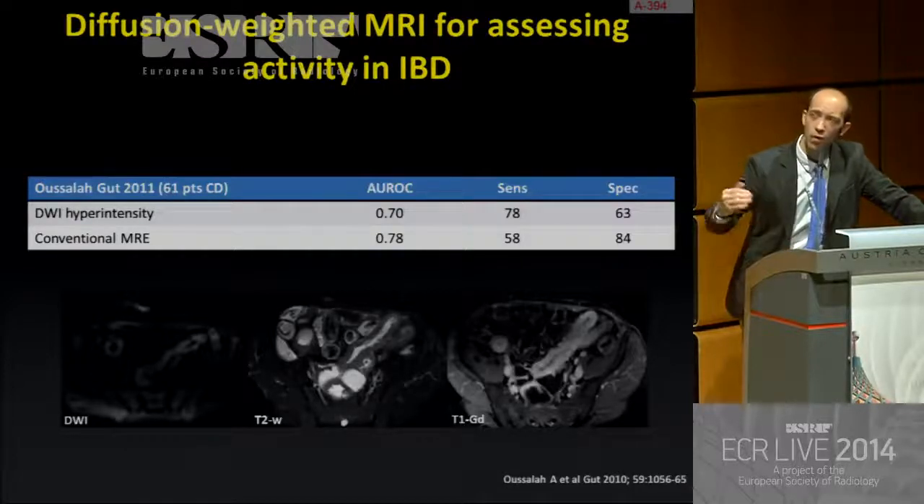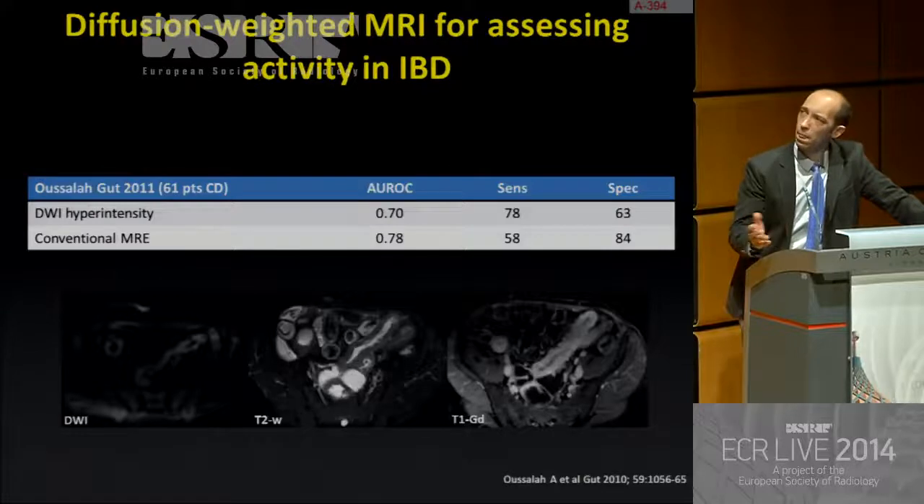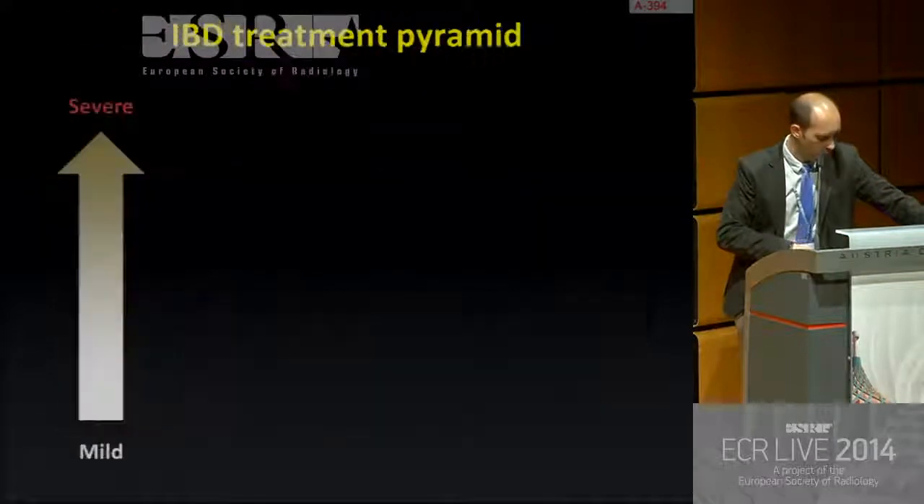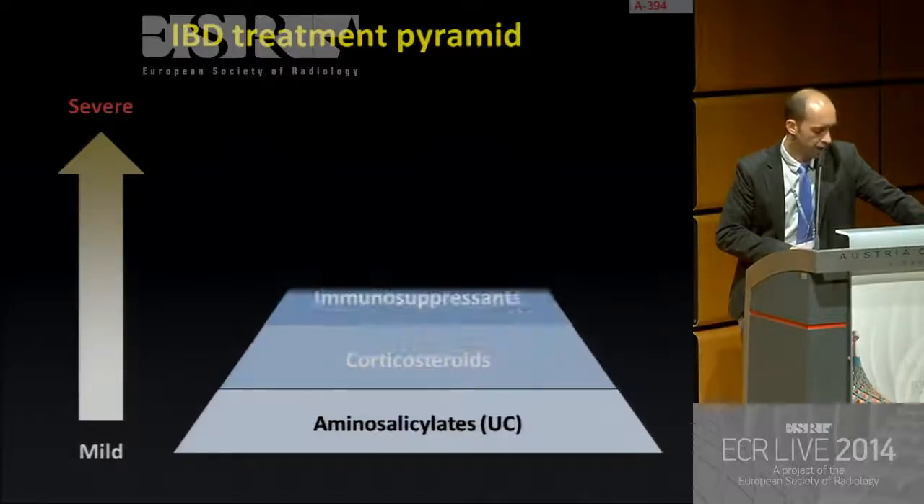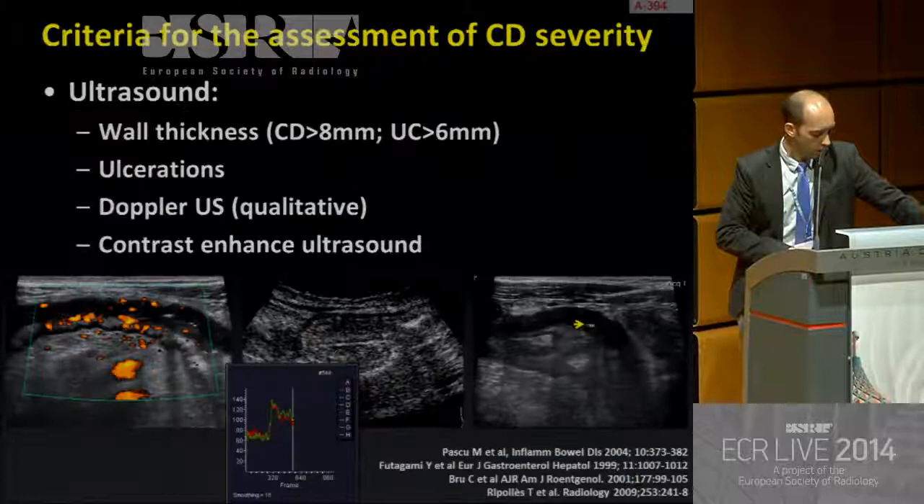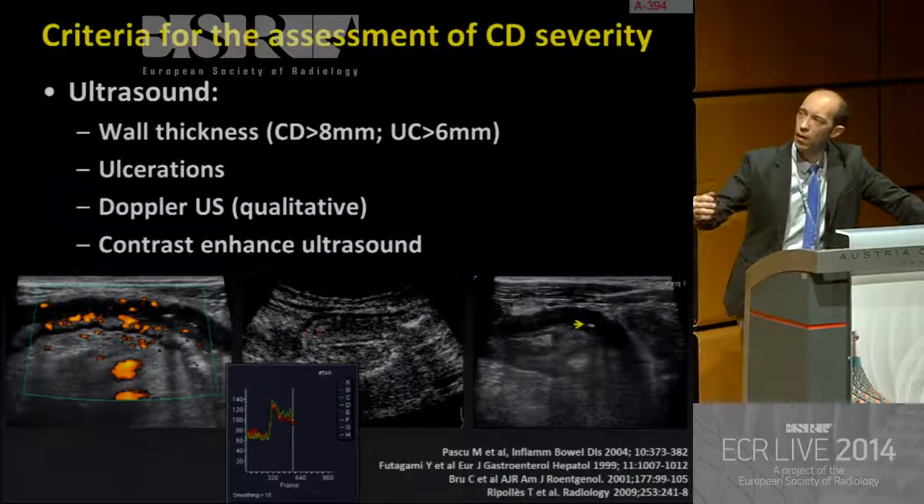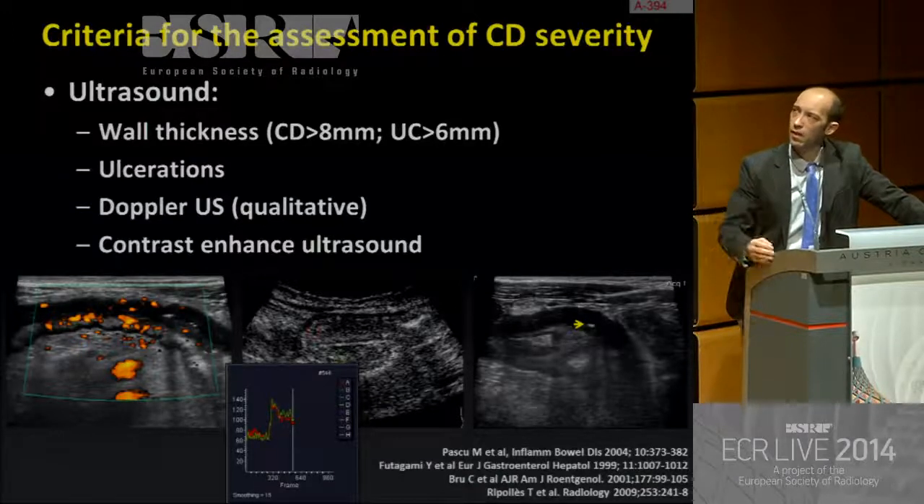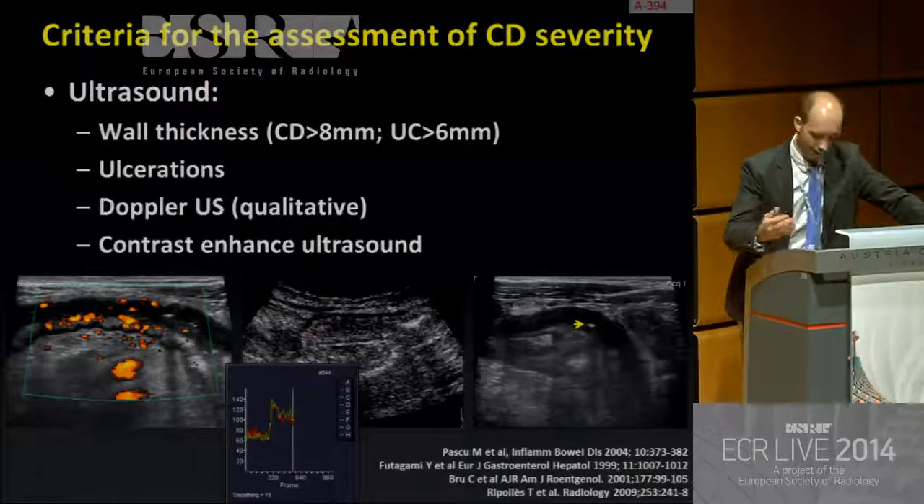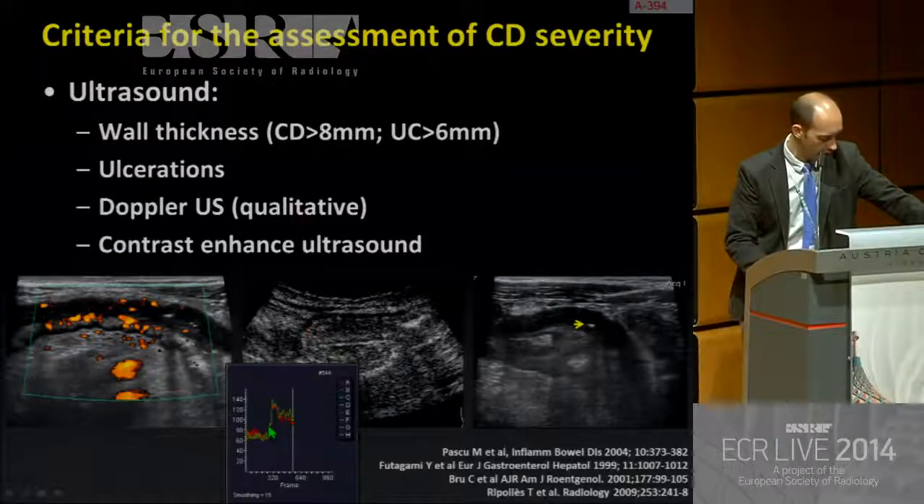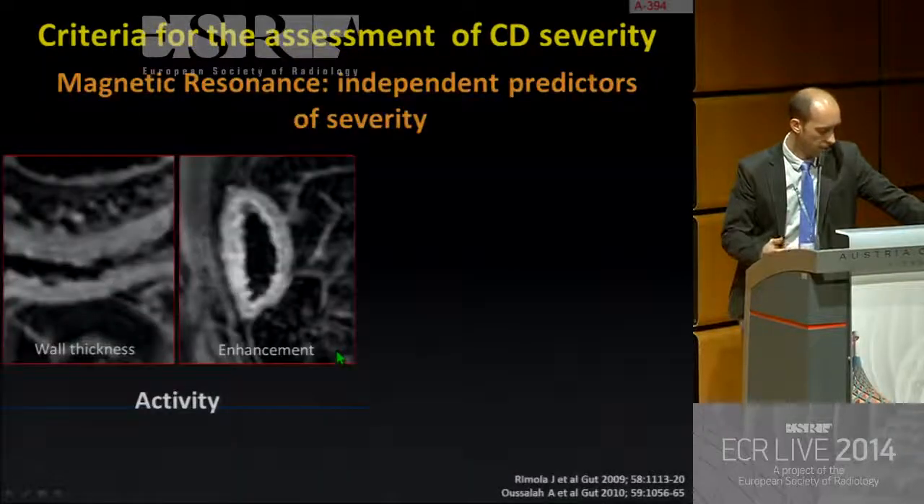By contrast, in more severe Crohn's disease and ulcerative colitis, the accuracy of diffusion is quite similar to MRE. Apart from the detection of activity, it's important to grade the severity because it has therapeutic implications, and this can be done at ultrasound: the more wall thickness, the more severity; the more Doppler changes, the more severity; and the more peak and differences in the enhancement using contrast enhanced, the more severity.